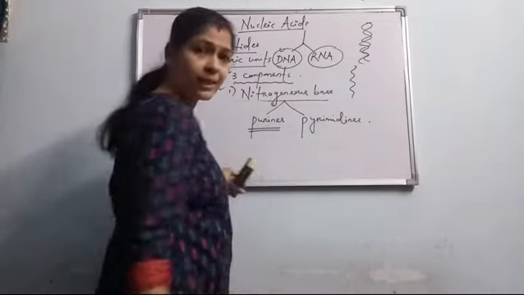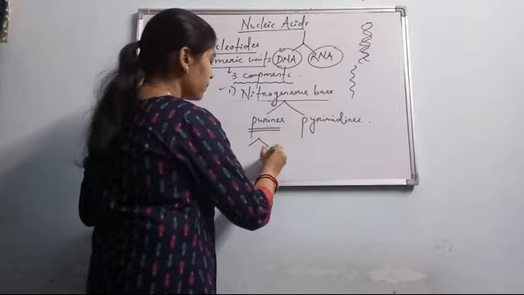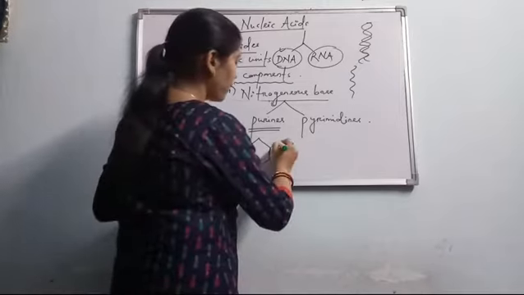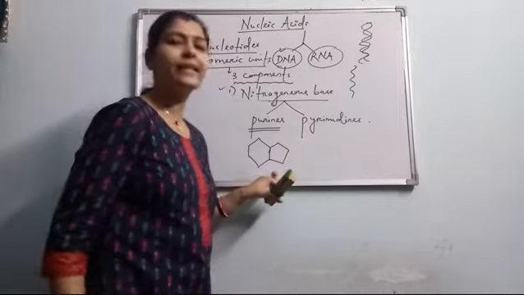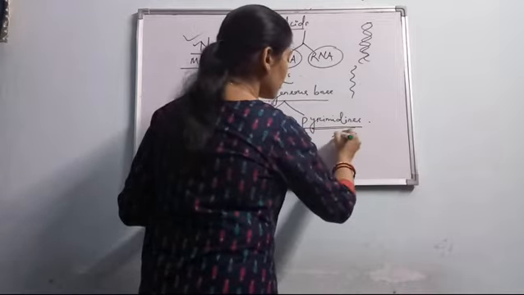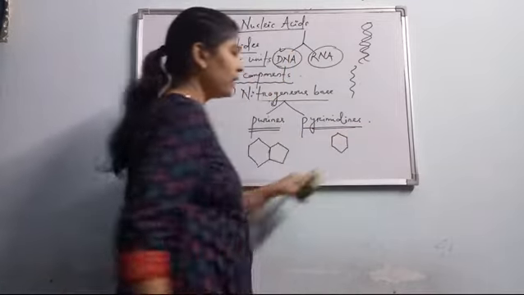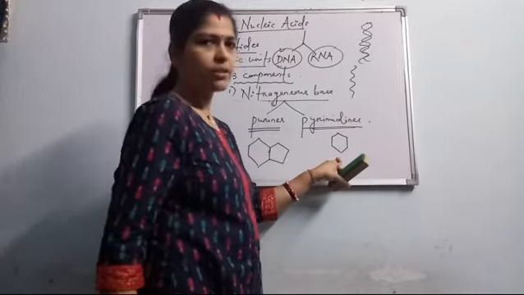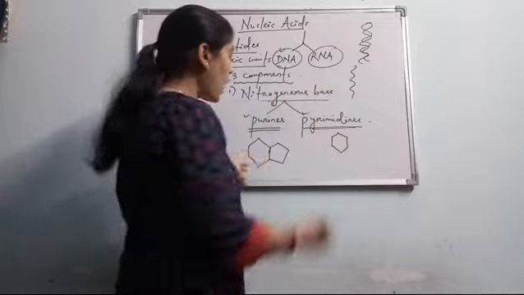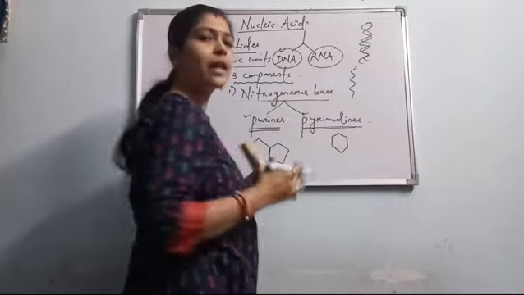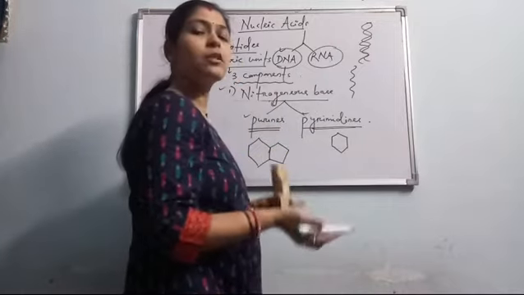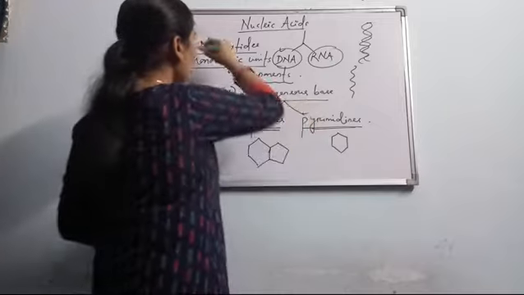Purines are double ring compounds, having a 6-member benzene-like ring with a 5-member imidazole ring linked to it. So purine is a double ring structure, but pyrimidines are single ring structures. These are benzene-like 6-member ring structures. We will discuss the chemistry behind these purines and pyrimidines, how the nitrogenous bases are formed, what the types are, how they are linked with the pentose sugar, and then how the pentose sugar links with the phosphoric acid to make a single nucleotide.